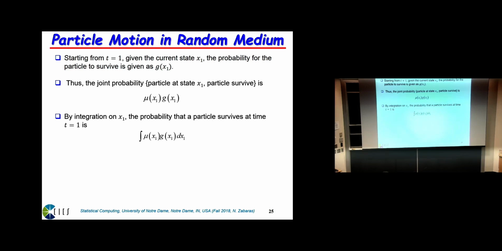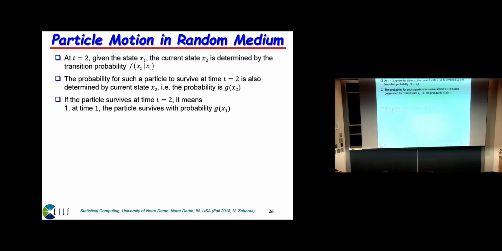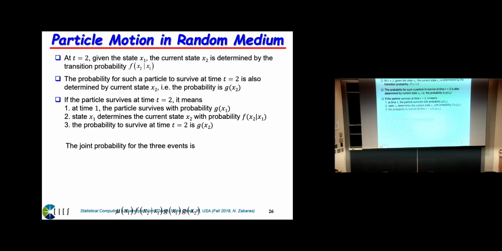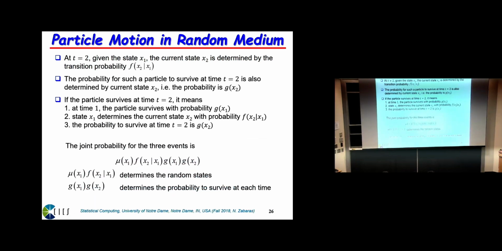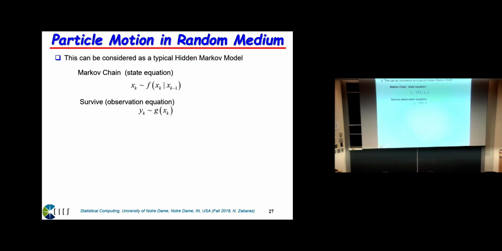So to survive at time 2, given the state x2, what needs to happen? First, I need to select x2 given x1. That's my transition model. And then, given x2, the particle has to survive, and that probability of survival is g of x2. And then I have to average over x1 and x2. So what's the answer? Why are there so many words? I wanted just the answer only.